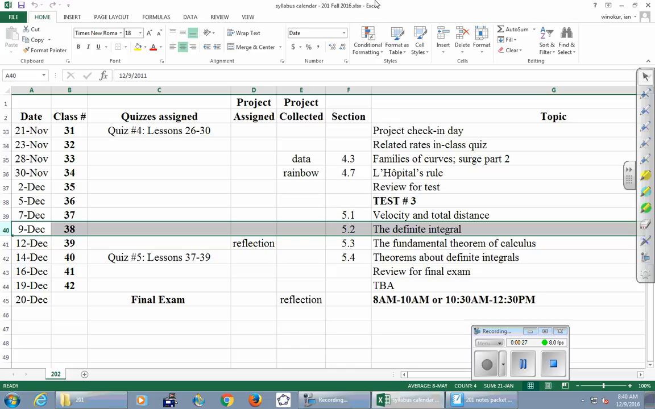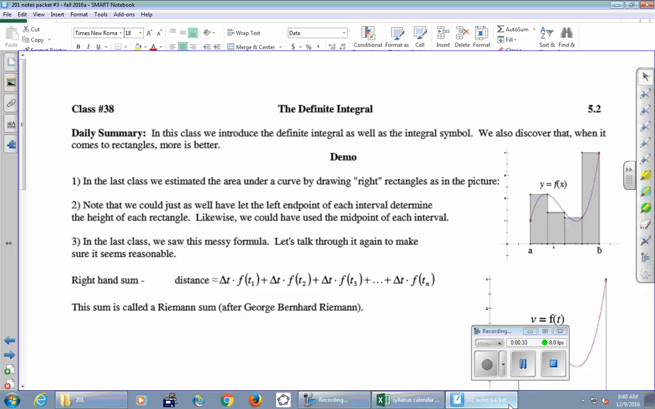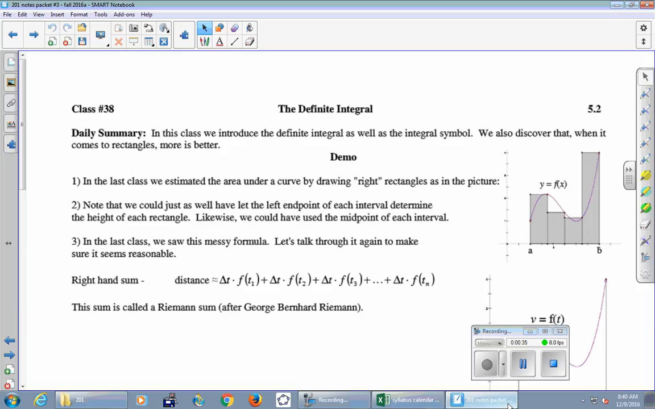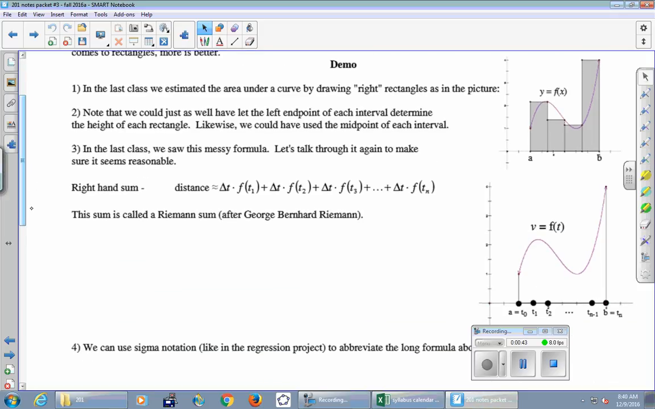Okay, so at the top of page 58, we'll start with our summary. In this class, we introduced the definite integral as well as the integral symbol. We also discovered that when it comes to rectangles, more is better. So in the demo, we start by reviewing something that we talked about before. So take a look at this picture. We saw that if that curve is the velocity curve, then what does the area under that curve represent?